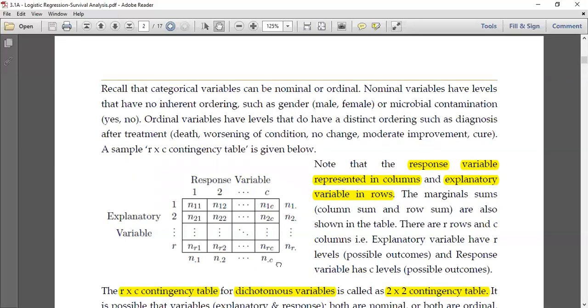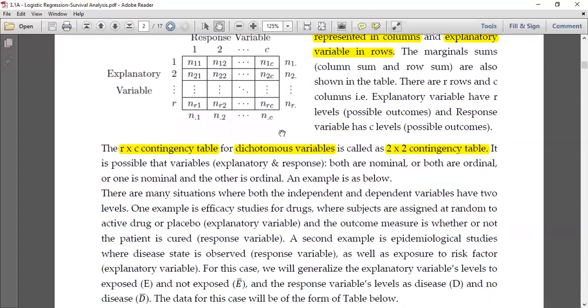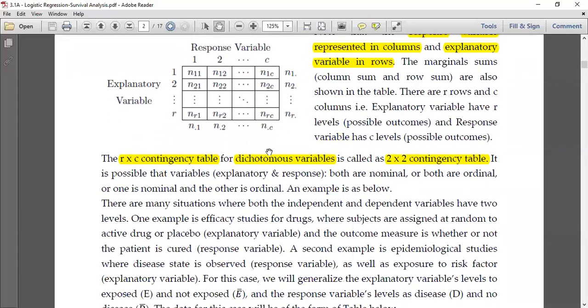Now let us look at the special case of the dichotomous variable that we learned earlier. Dichotomous variables have two outcomes. It is always a 2 into 2 contingency table. R is equal to 2, C is equal to 2, 2 rows, 2 columns. So all the variables associated here, explanatory variable or response variable, have two outcomes.